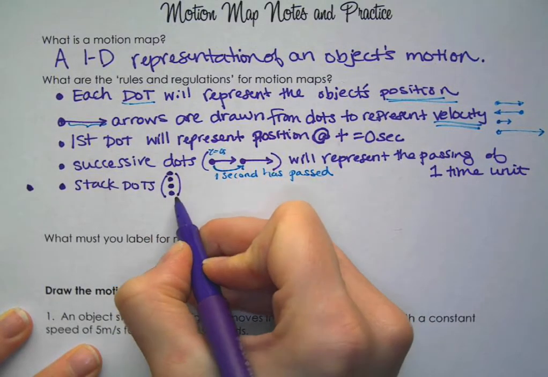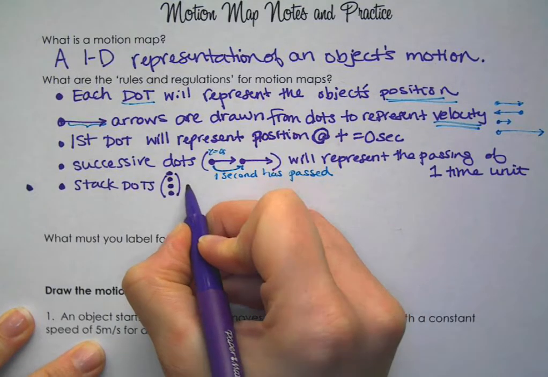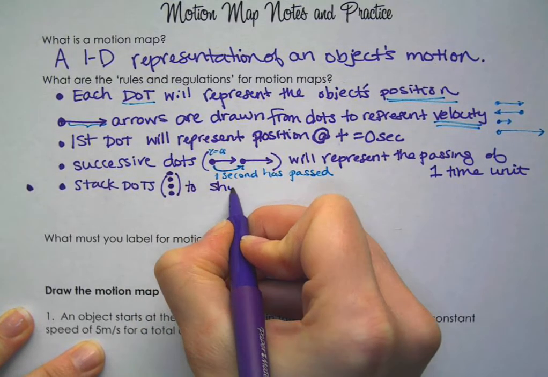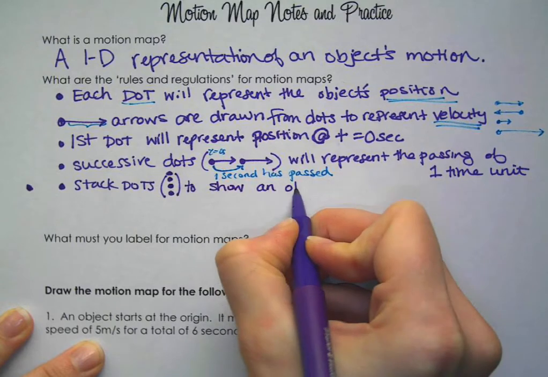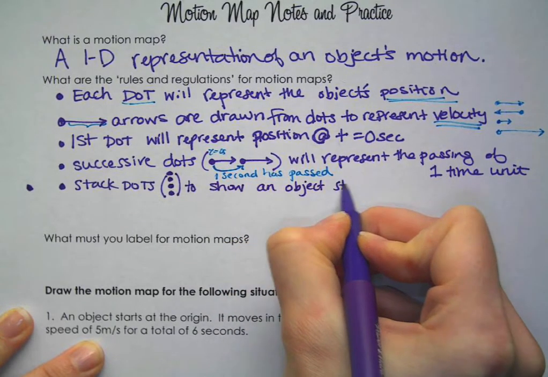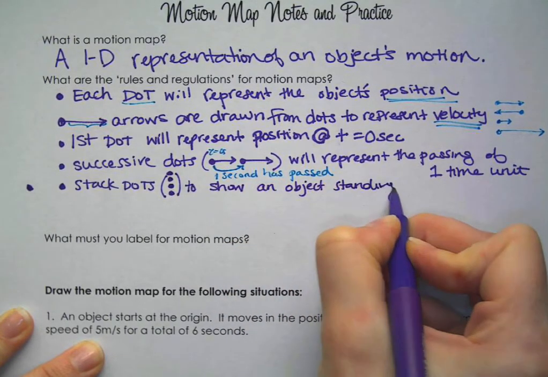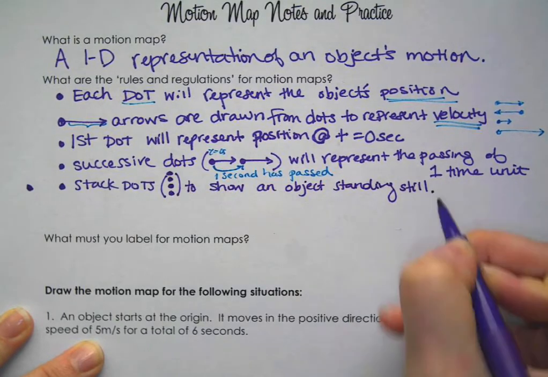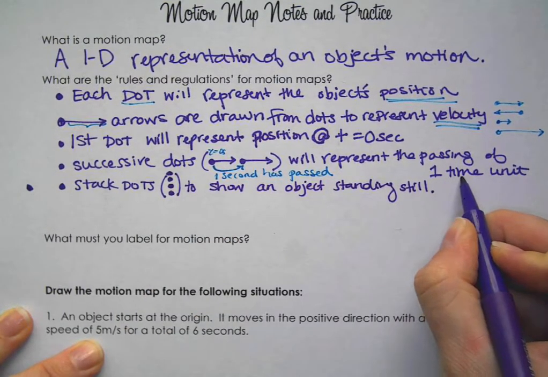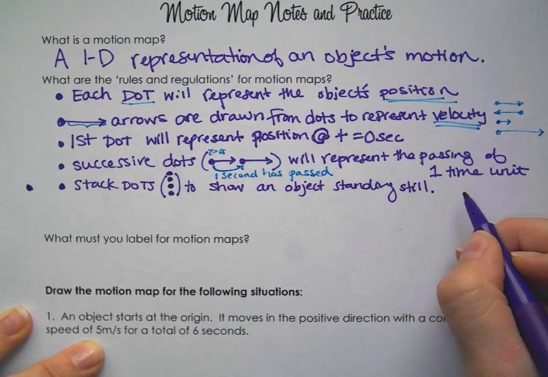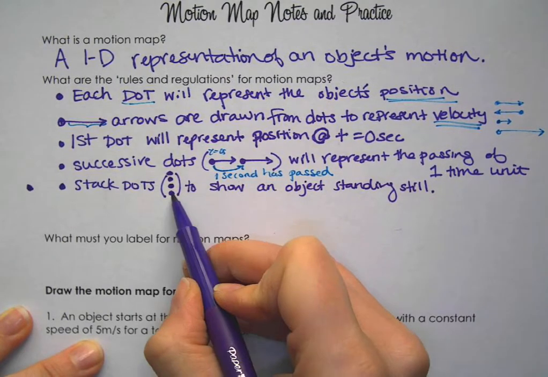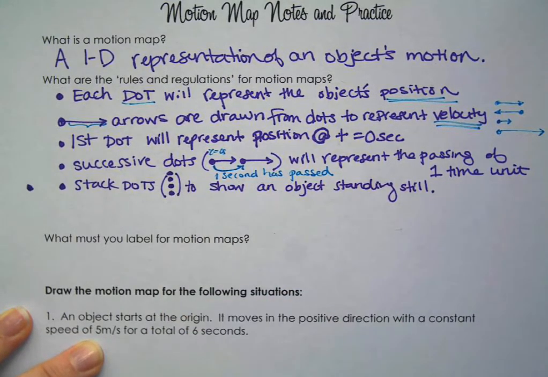The parentheses you don't need to add, to show an object standing still. And if you're there, you can go up with the dots, you can go down. There's really no rhyme or reason to it, but we just don't want them overlapping each other. Again, same position, just showing that time has passed.